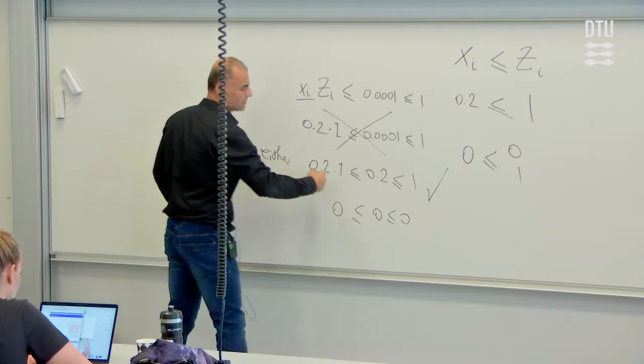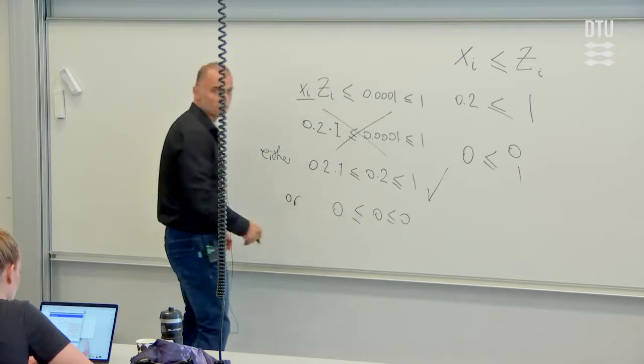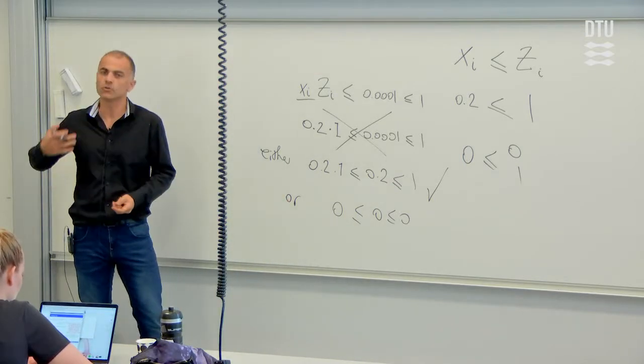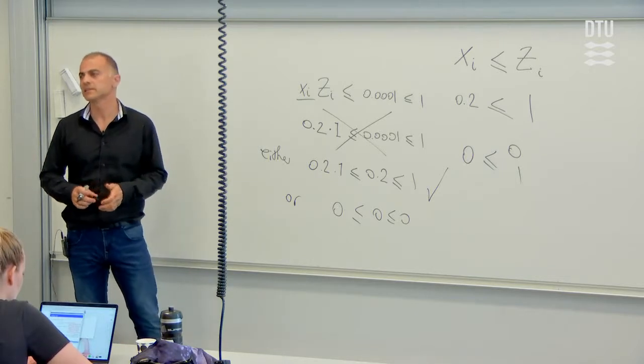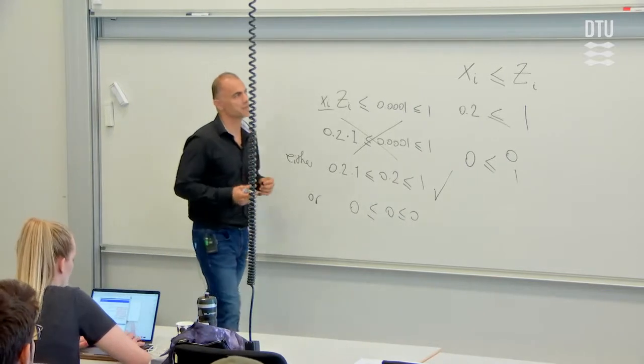So it's an either or. So either buy at least 20%, or don't buy at all. It doesn't say that you have to buy 20% always. It says if you buy, then you have to buy at least 20%. So that's the effect of the left-hand side.